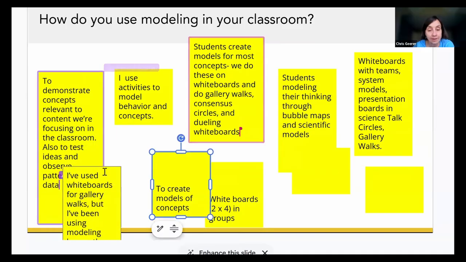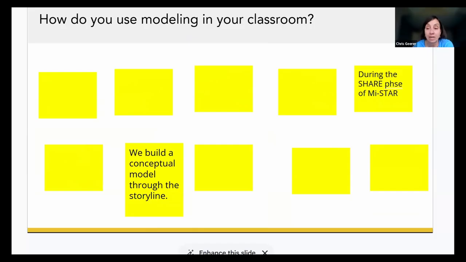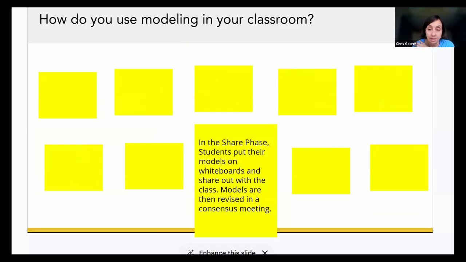I've been using modeling less as the year has progressed. During the share phase of MyStar. Okay, good. A lot of times we ask kids to create small group models, maybe at the end of Uncover or at the very beginning of Share, and then we use them to share a lot. Conceptual model through the storyline. Yes, a lot of times we start with bits and pieces, and then we keep adding to it in a lot of our units. In the share phase, they put their models on whiteboards. Yep. All right, good. So it sounds like you have a lot of good modeling experience.